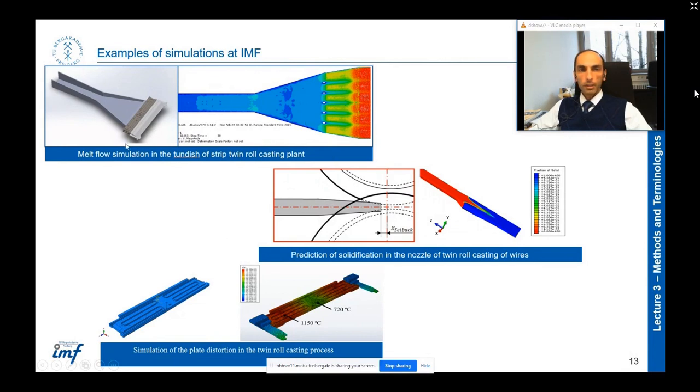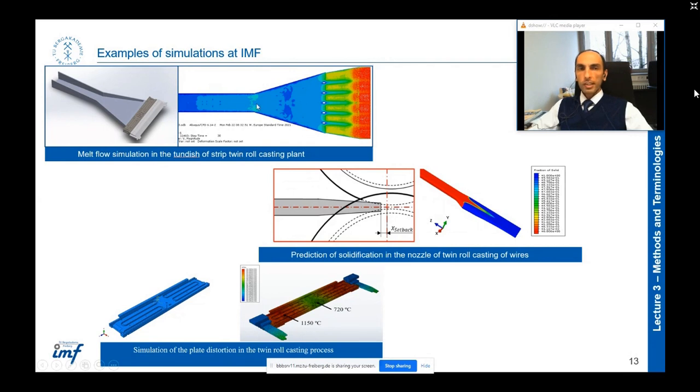So we simulated the process and we solved different problems. For example, in this plate here, we had a problem of distortion. It was distorted during the process. So by simulation, we found that the temperature in some parts reaches even more than 1,100, and some phase transformation happens. That phase transformation leads to volume change and causes such a problem, and then we could change the material and we solved it.